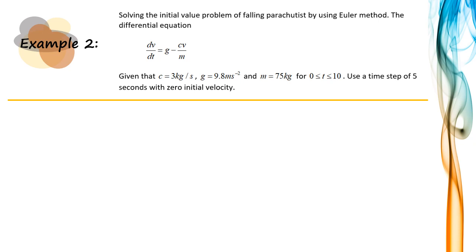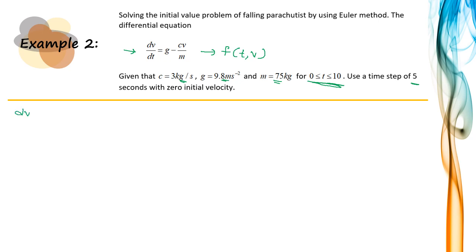Solve the initial value problem with the following parameters by using the Euler method. This is our differential equation: dv/dt is equal to g minus cv over m. This will also be our function f. Given that c is equal to 3 kg per second, g is equal to 9.8 meters per second squared, and our mass is equal to 75 kilograms. For time starting from 0 until 10, we need to use a time step of 5 seconds with a 0 initial velocity. So for the application problem, for the first step, let's list all the information that we have.